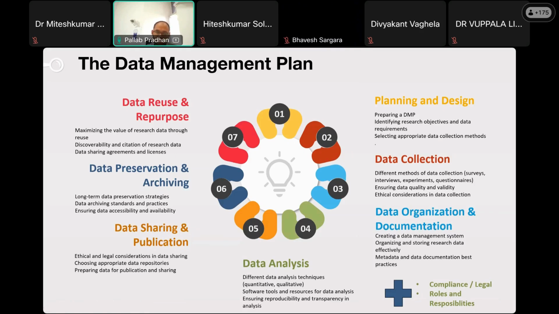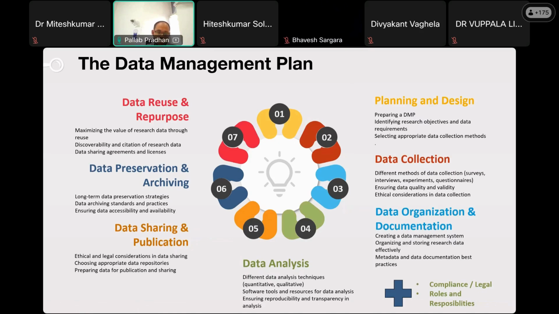Your data analysis part is how you are going to analyze your data, using which techniques and methods, whether it is quantitative or qualitative. Then you have to mention your policies about data sharing and publication. This should also include the ethical and legal considerations here. As I said, roles and responsibilities. You need to ensure compliance, abiding by the legal and other things, copyright issues, the funding agencies' requirements, your institutional needs, and others.